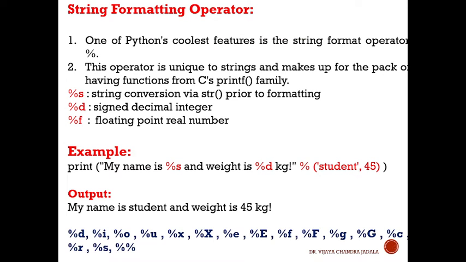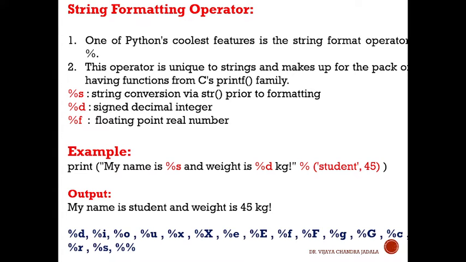Next comes string formatting operators. One of Python's coolest features is the string format operator, that is percentage. This operator is unique to strings and makes up for the lack of functions from the C printf family. Percentage S is string conversion via str prior to formatting. Percentage D is a signed decimal integer. Percentage F is a floating point real number.